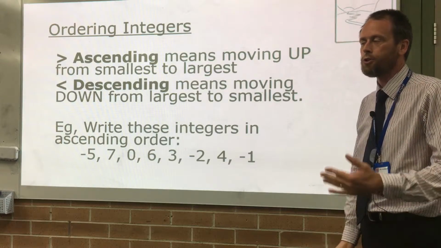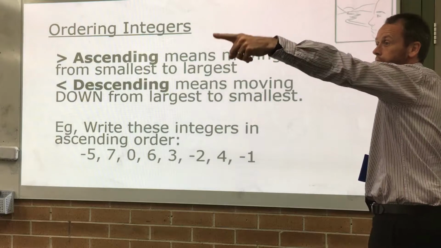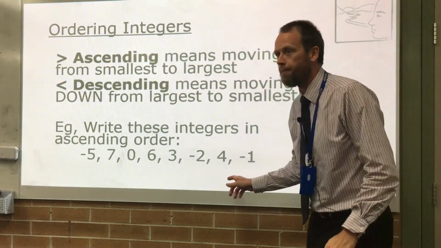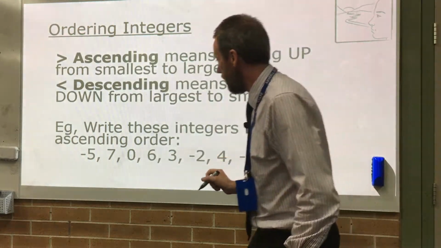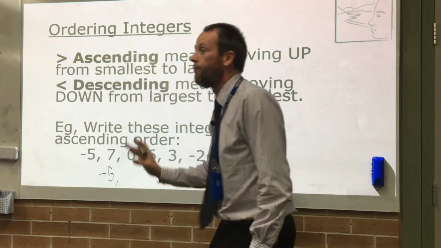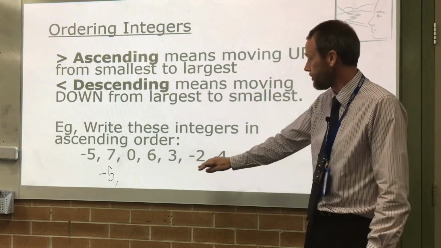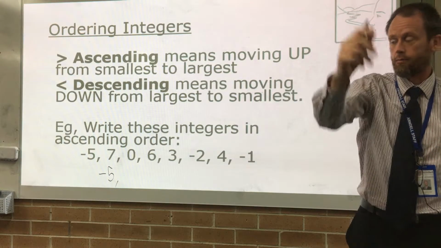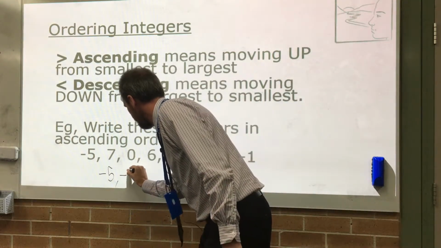Who's feeling brave? Who wants to tell me what's the smallest number out of this list of numbers? I'm not going to call your name, I'll just point to you. 1. Let's keep going down a bit further than that. Minus 5. Minus 5 is our smallest number. Remember, it's the furthest down the number line, down to that end. Good work. What's the next smallest number? Minus 1. Keep going a bit further. Minus 2. Thank you. Good work.